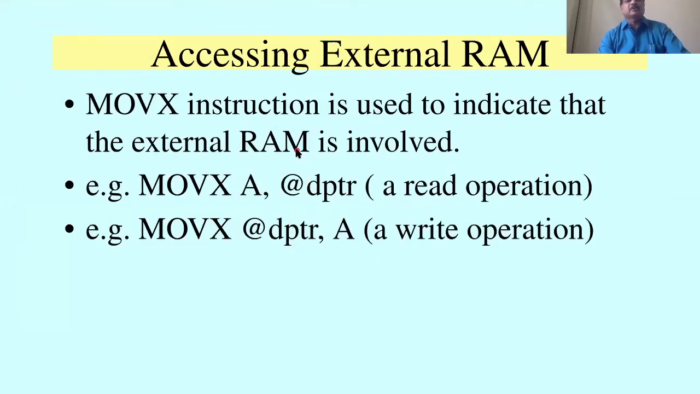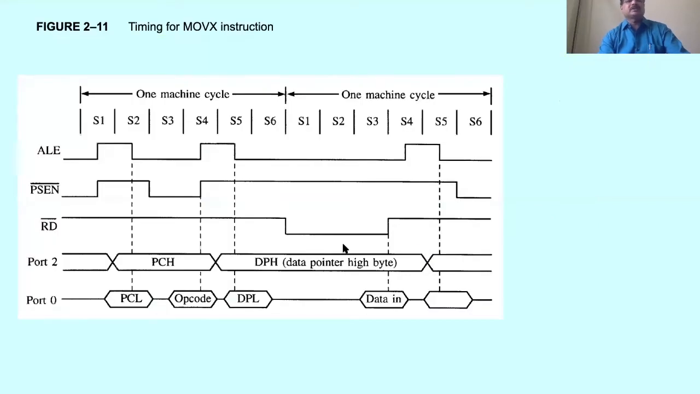You know, the MOVX instruction is used for accessing the external RAM. Here the instruction is for a read operation, MOVX A, @DPTR. And here it is the write operation, where whatever data is in the accumulator will be written at the memory location specified by the data pointer. So these are read and write operations using the MOVX instruction. To understand how the MOVX instruction is executed, let us see how this read operation is performed.